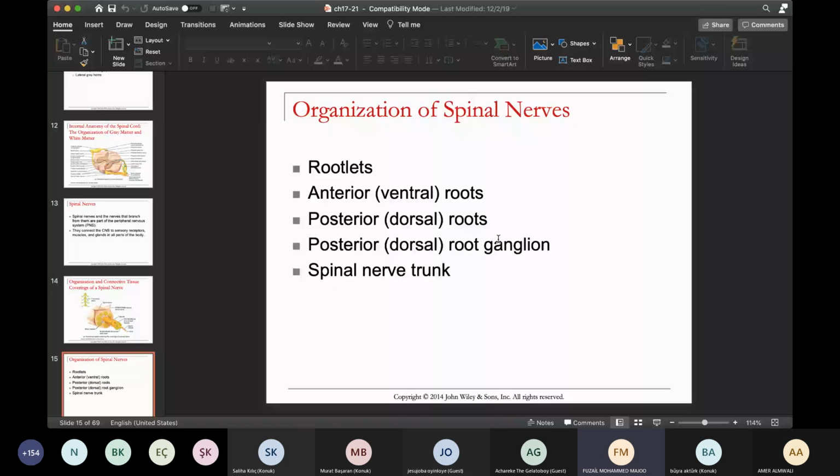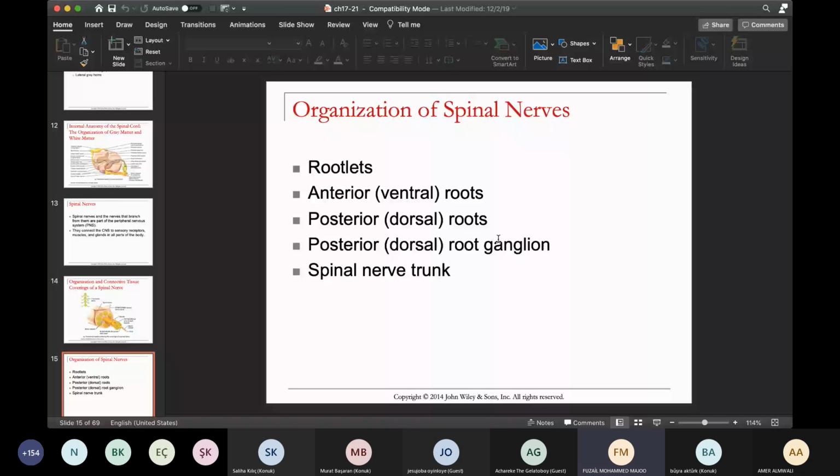From the posterolateral sulcus of the spinal cord, we have another series of rootlets. And again, these are the posterior rootlets, and they contain the central processes of the sensory unipolar neurons. And these neurons are going to be transmitting action potentials from peripheral receptor organs to the central nervous system.